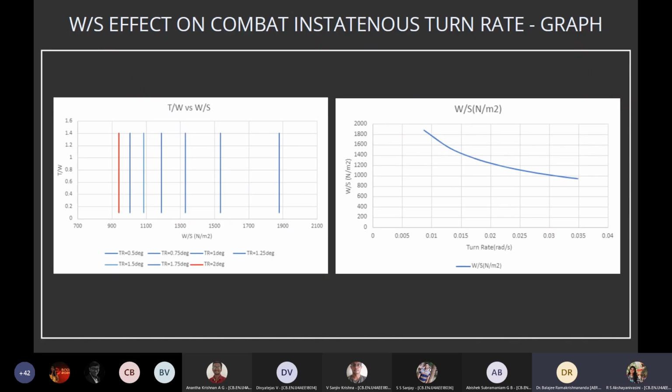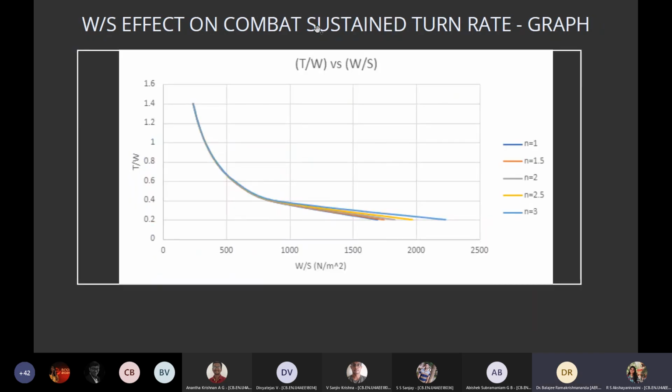So the rate you are getting, the curve. What is that? No, sir. This rate was only our turn rate versus W by S, and this is for our sustained turn rate. So you're varying the n. This is what you should do. If the acceleration is consumed under this, what you showed earlier was not acceleration. Acceleration you don't have to do separately.